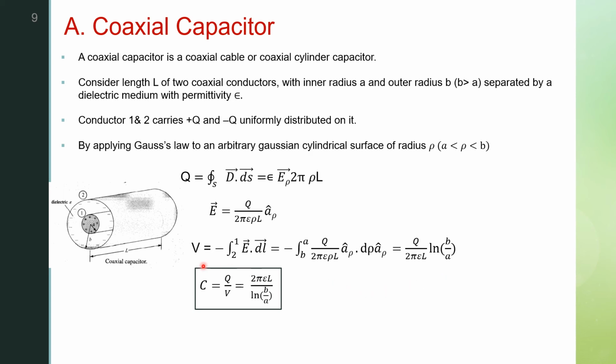So once you have the potential difference V, you can compute capacitance C is equal to Q by V, that is equal to 2 pi epsilon L divided by ln B by A. So this C represents the capacitance of a coaxial cylinder.